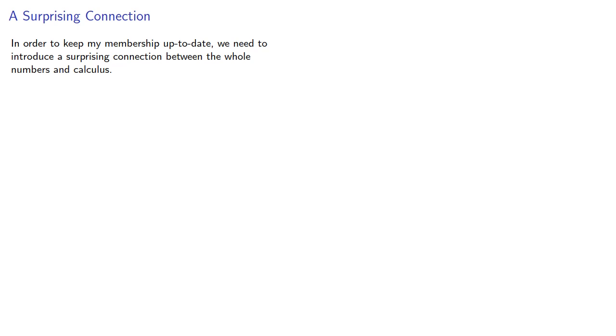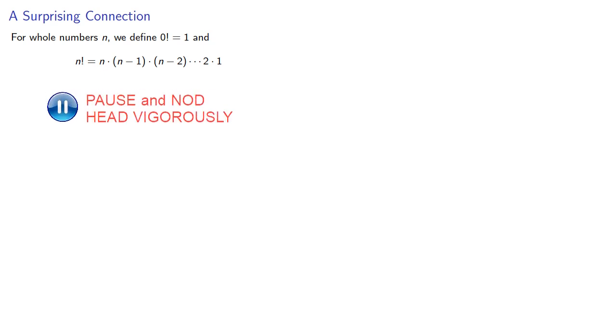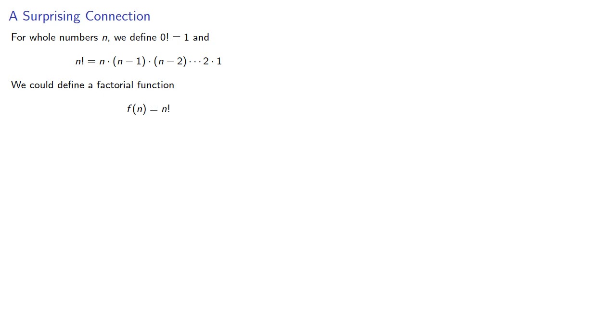numbers and calculus. For our whole numbers n, we define 0 factorial to be 1 and n factorial to be the product of the descending sequence of whole numbers. We could define a factorial function, but could we evaluate this if n is a fraction or a negative number? No, but maybe.